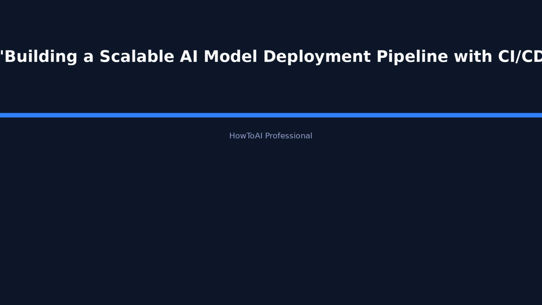Understanding the components. Before diving into the specifics of building a CI/CD pipeline, let's clarify what we mean by a deployment pipeline in the context of AI models. An AI model deployment pipeline automates the process of taking a machine learning model from development to production. This includes everything from model training and validation to deployment and monitoring.